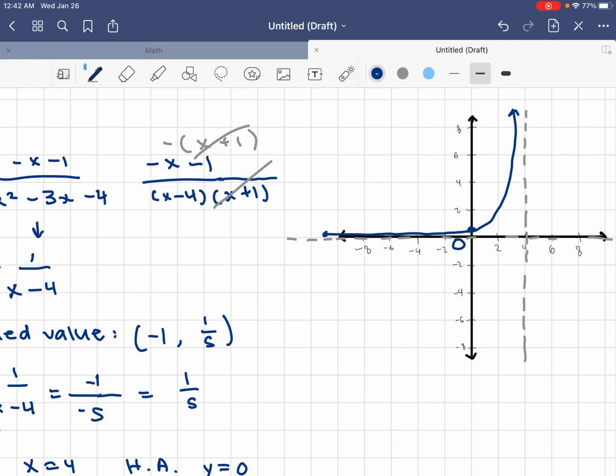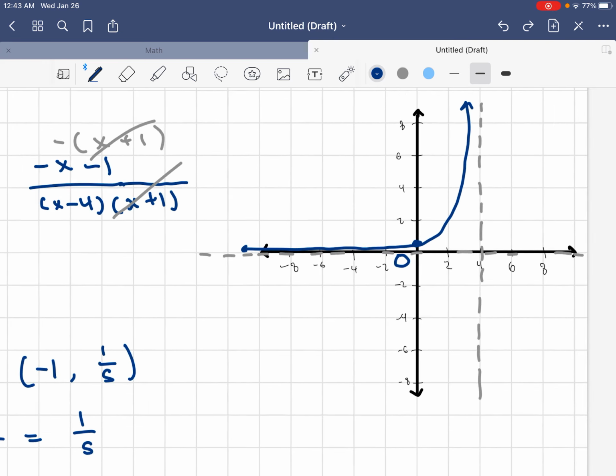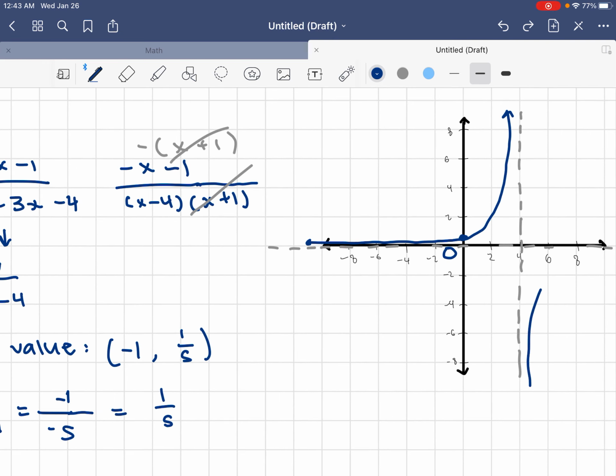And the thing is, this line is going to get really close to here, but it's not going to touch it. This is going to get really close to this, but it's not going to touch it because it doesn't touch the asymptote. So we have this excluded point here. We can't draw down here because we need something over here. So our graph is going to be down here.